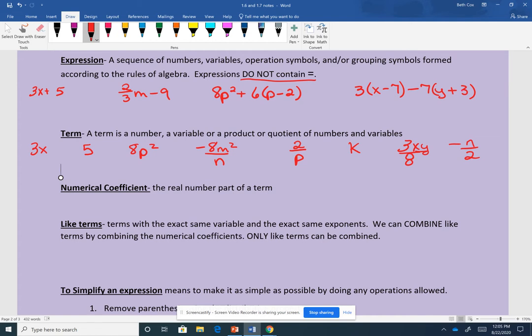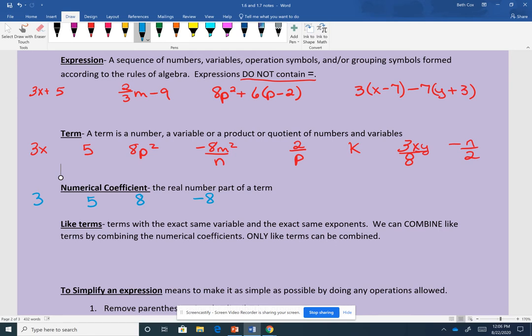Now, in a term, you have a numerical coefficient. The number in front. That's called a numerical coefficient. So each one of these terms that I've listed here has a number part. Sometimes they're easy to spot, sometimes they're not. For 3x, obviously the numerical coefficient is 3. For 5, it's just 5. For 8p to the second, it would just be 8. For the next one, it would be negative 8.